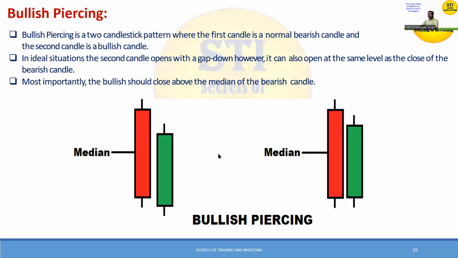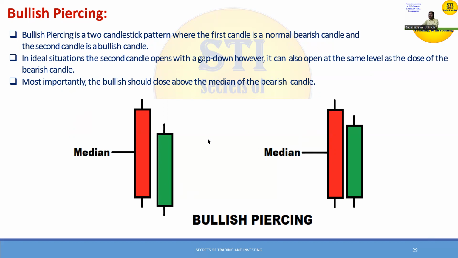There are a few examples. The second example is the bullish piercing, which is a combination of two candles, where the first candle is red, the bearish candle, and the second candle is green. The second green candle may start at a gap down, meaning lower than the previous candle, or at the same level. Both possibilities are there. The most important thing is that the green candle should close above the median, meaning if you cut the first bearish candle halfway through, above its median.